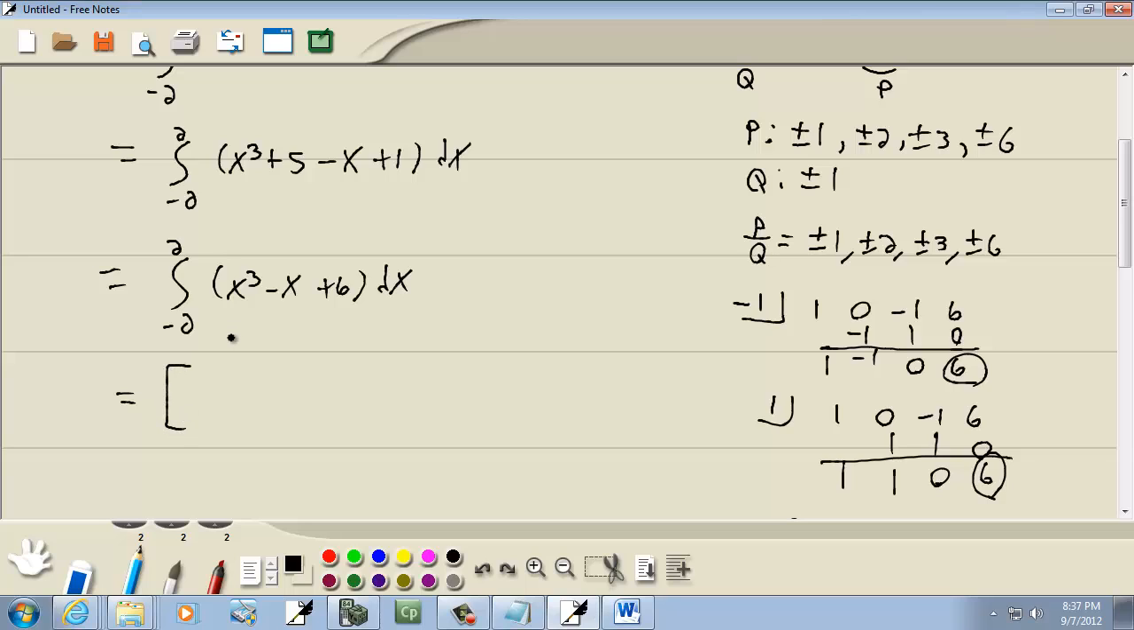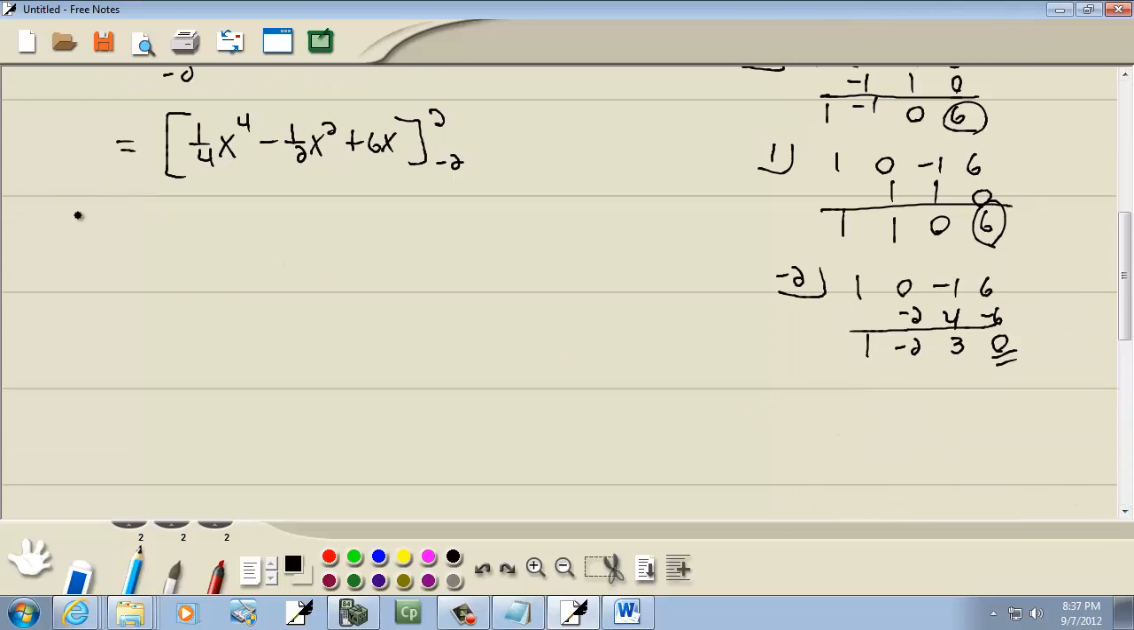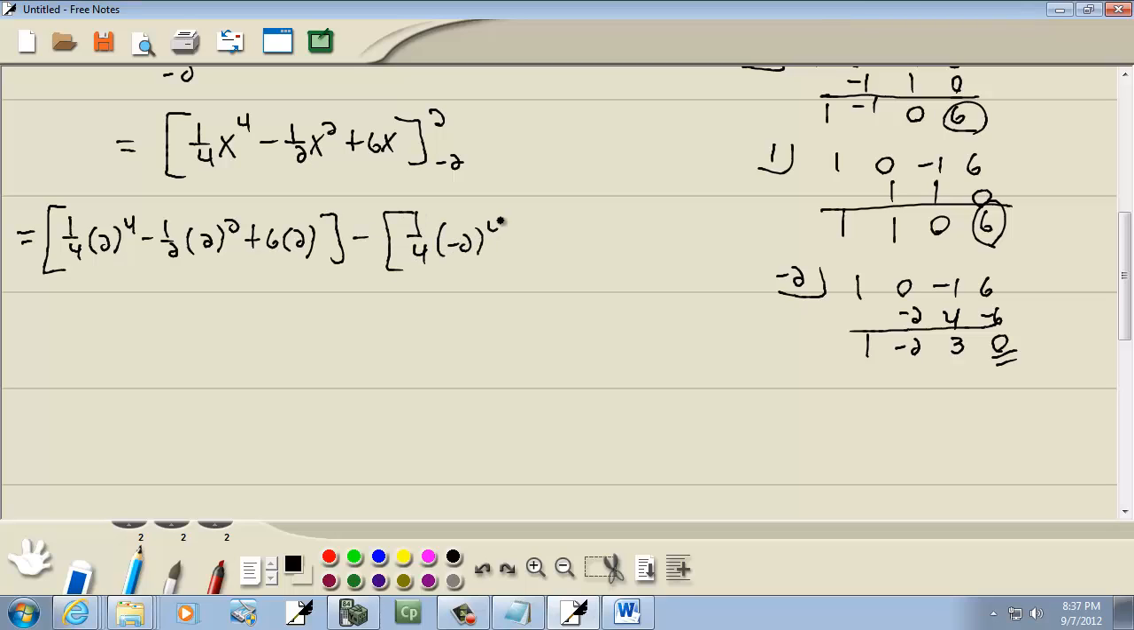Okay, so now we're going to find the integral of that. We'll add 1 to our power, divide by our new power. So that gives us 1/4 x to the fourth. Minus, add 1 to our power, divide by our new power. So minus 1/2 x squared. And the 6 becomes 6x. Well, now we're ready to plug those in. So I got 1/4 times 2 to the fourth minus 1/2 times 2 squared plus 6 times 2, minus 1/4 times negative 2 to the fourth minus 1/2 negative 2 squared plus 6 times negative 2.